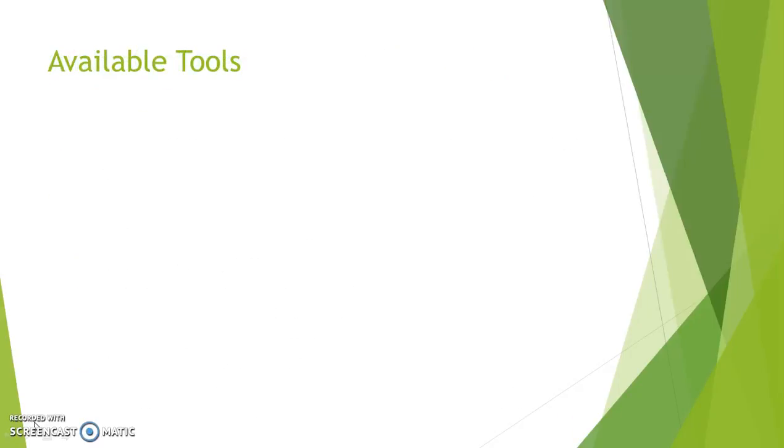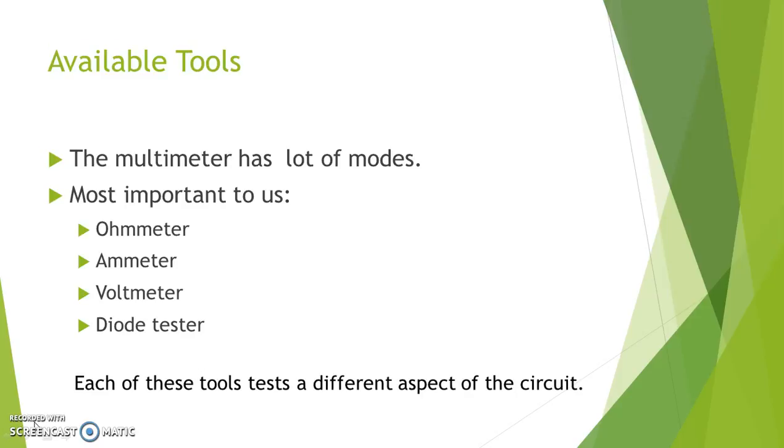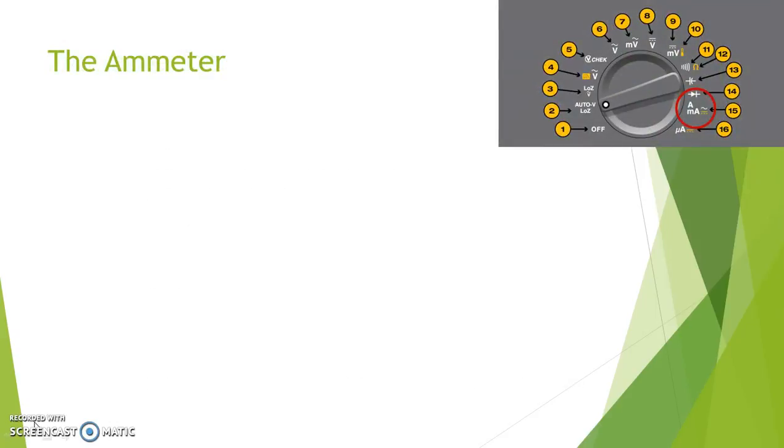Okay, so the tools within the multimeter. There are a lot of different modes in the multimeter. We won't use all of them. The most important ones for us, the ohm meter, the ammeter, the voltmeter, and the diode tester. And each one of these modes tests a different aspect of the circuit. It answers different questions. So let's start with the ammeter. And no great shock, most multimeters will have an A to show you the ammeter mode. And also no great shock, it measures amps.